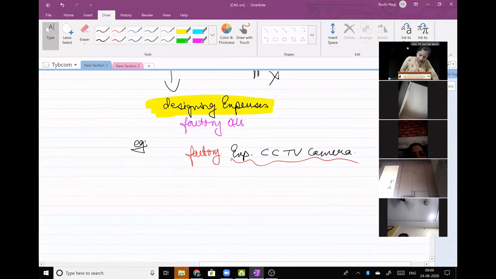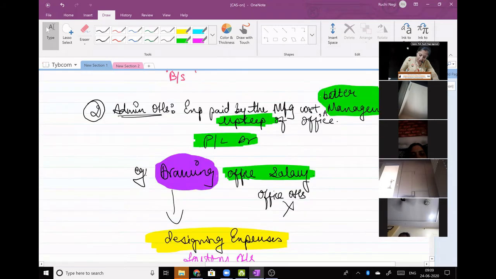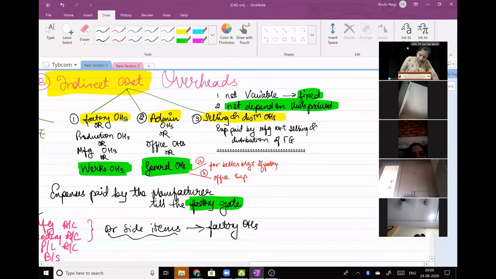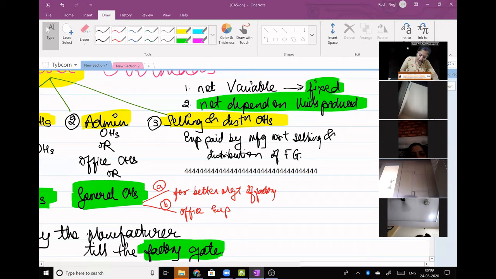Next I'll explain about selling and distribution overheads. Now what are selling and distribution overheads? Expenses paid by the manufacturer with respect to selling and distribution of finished goods. This also represents P&L account debit side. But which items will come here? In connection to finished goods means what? It means advertisement. Advertisement expenses are paid in connection to your sales, so it is selling and distribution overheads.